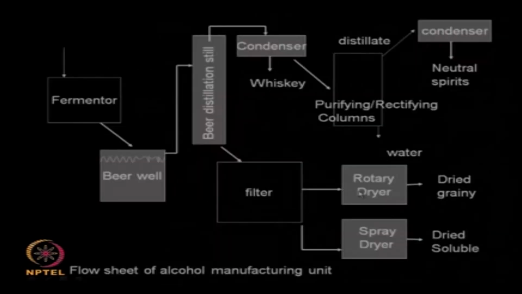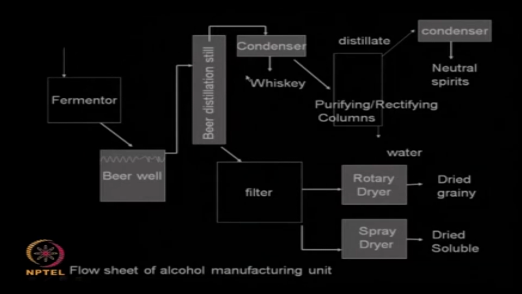Once you have done the fermentation and you are talking about 10% ethanol, you need to purify it to almost 90-95%. So obviously you need to do a lot of distillation. Initially you have a very large distillation column which will increase the ethanol amount from 10% to almost 30-40%, and then finally a large number of distillation columns which raise it up to 90%.